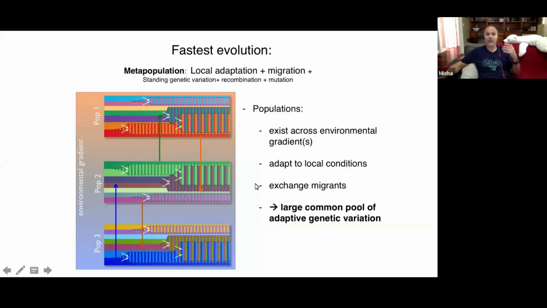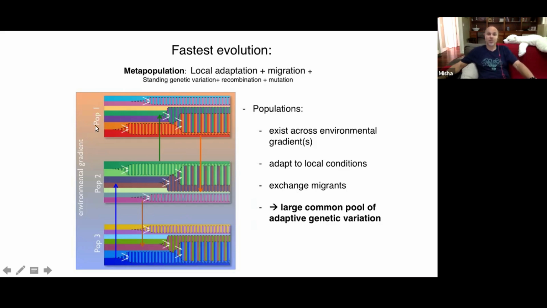And this is like the previous situation with standing genetic variation, except we now have independent factories producing this standing genetic variation. It's like a bunch of independent working groups looking for solutions to future problems and exchanging notes occasionally. You can see how this can be a very efficient engine to generate potential adaptive genetic variation. So it creates a large common pool of adaptive genetic variation.